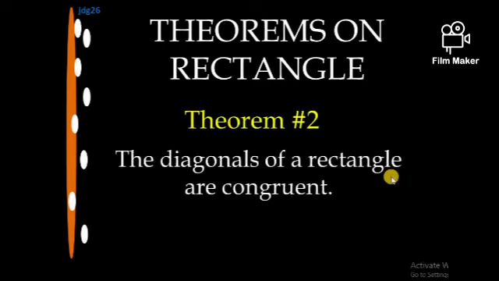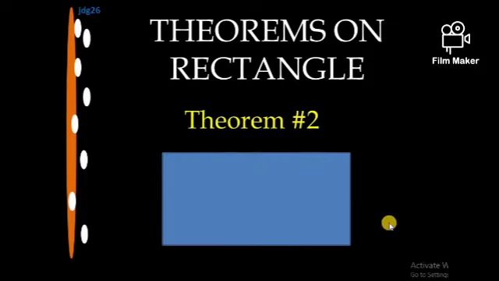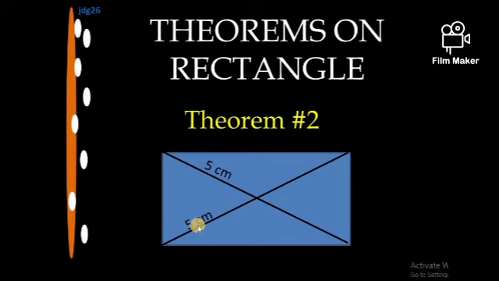Theorem number 2. The diagonals of a rectangle are congruent. Let's have an illustration. If the first diagonal is 5 cm, therefore, the other diagonal is also 5 cm.